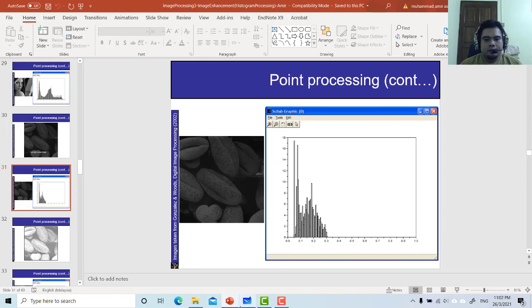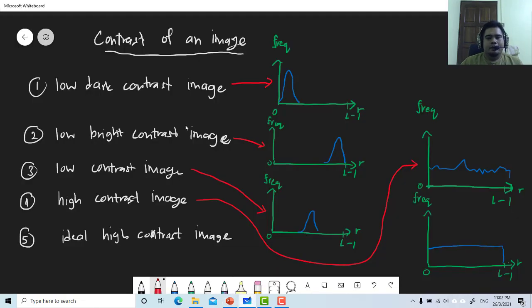Okay, let's go back to this whiteboard. If you talk about an ideal high contrast image, if you plot the histogram and you find out that it utilizes each and every intensity value from 0 to 255, plus the histogram is well and equally distributed, meaning that the frequency is a very fixed, straight line, then that is an ideal high contrast image.